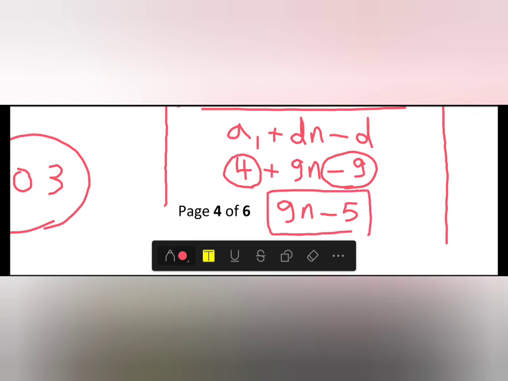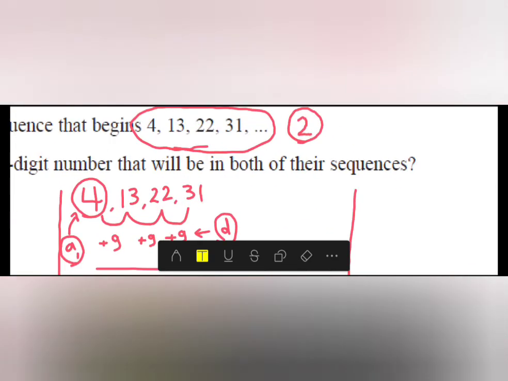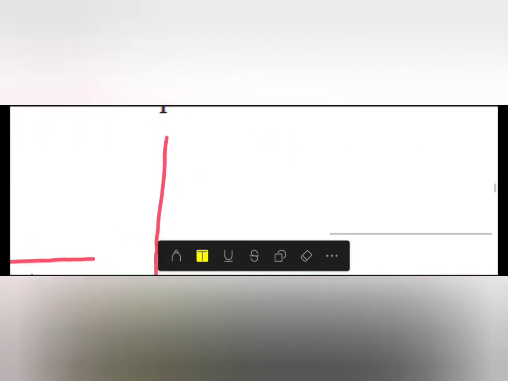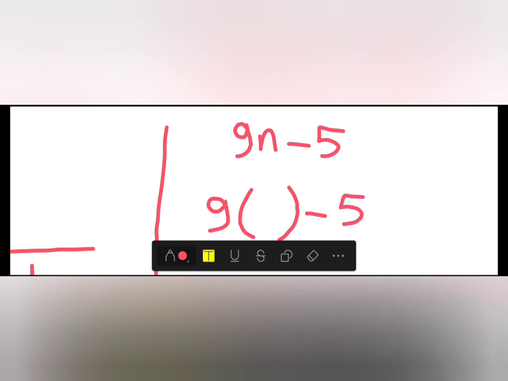Now I have the nth term of the girl's sequence. I'm going to use it to find the first three-digit number the same way I used it with the boy. Now we have 9n minus 5. I'm going to write it here. So 9n minus 5. So I need a number. When you multiply it by 9 and you subtract 5 from it, it's going to be what? Very good. It's going to be a three-digit number. So I'm going to try here.